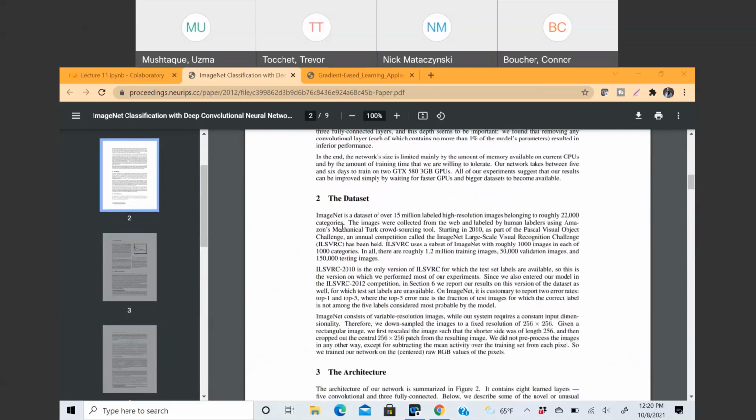Yeah, that's what I thought, but still wanted to confirm. So ImageNet is the popular data set in computer vision, and that's the one they're using. They have like 50 million labeled high resolution images that belong to like 22,000 categories.